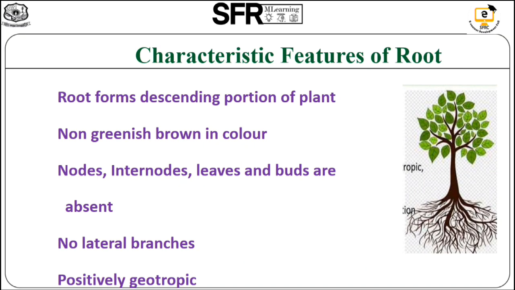In the next slide we can see the characteristic features of the root. The root forms the descending portion of the plant, that is, it is not the ascending part. The descending part is below the soil, and it is non-greenish and brown in color, because the shoot system in most plants is green. It doesn't have nodes, internodes, leaves and buds, which are present in the shoot system, and there are no lateral branches. The most important point is that it is positively geotropic. Geo means earth, so it grows towards the earth, towards the soil, not above the soil.